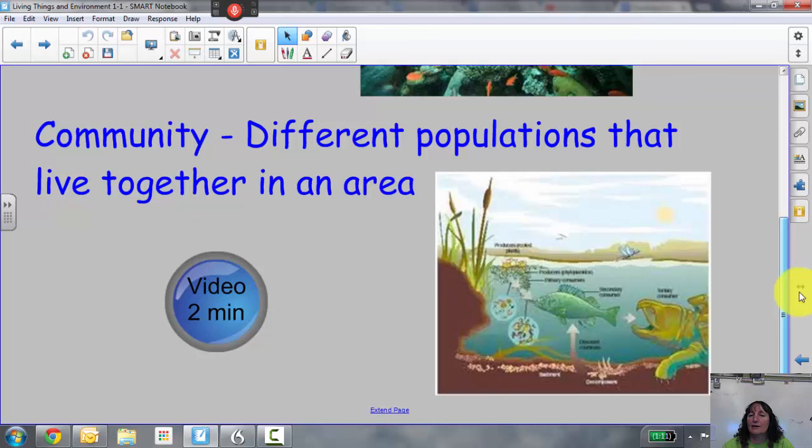A community is different populations that live together in an area. So in this pond picture, it would be all of the fish, all of the turtles, the dragonfly, the microscopic phytoplankton and zooplankton, the cattails, the seaweed growing in the pond. All of that together makes up a pond community.